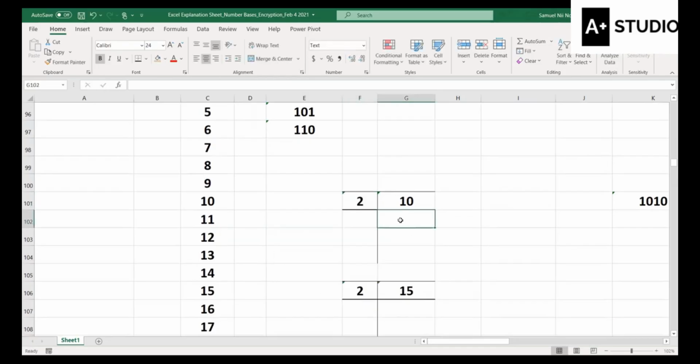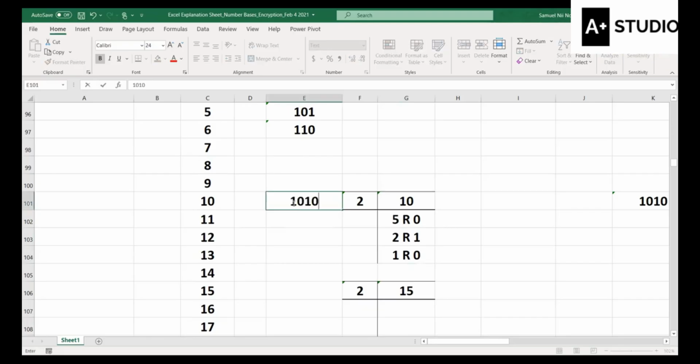Now, what is 10? 2 into 10 will be 2, 5, 10, remainder 0. 2 into 5 is 2, 2, 4, remainder 1. 2 into 2 is 2, 1, 2, remainder 0. So what is the value? 1010. So 10 will give you 1010.